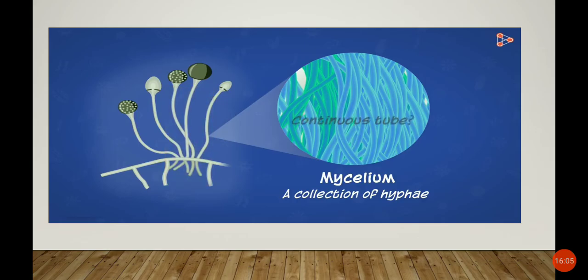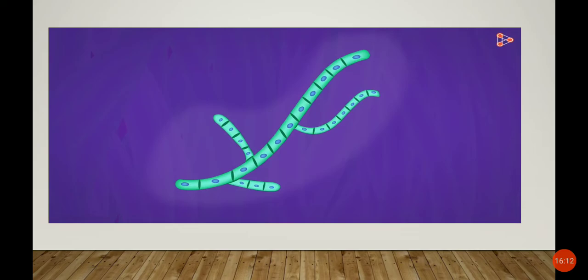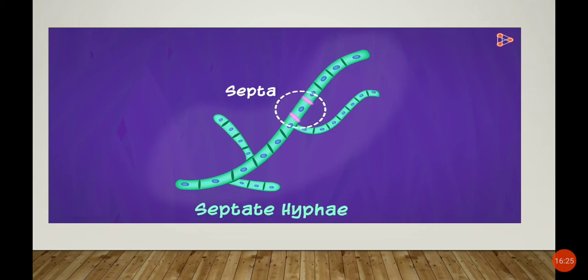Now one more important question that pops up here. Are these hyphae made up of one continuous tube? Or they are made up of smaller sections? Let's zoom in further to know this. Some fungi have hyphae that have partitions. These partitions, as we can see here, are called as the septa or singular septum. So such types of hyphae are called as septate hyphae.